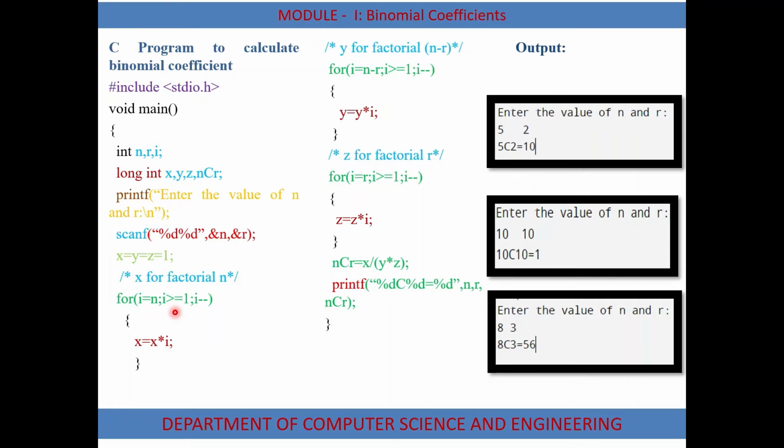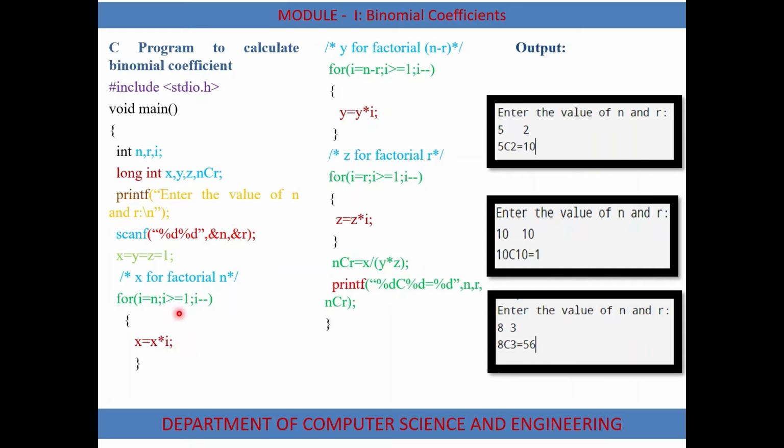So perform this operation, that is x is equal to x into I. Now what is the previous value of x? That is 5. 5 into, now the present value of I is 4. 5 into 4 equal to 20. Now after performing this operation, decrement the value of I by 1. Now the value of I is equal to 4 minus 1 equal to 3. At the end of this, the value of x is 20 and the value of I is equal to 3.